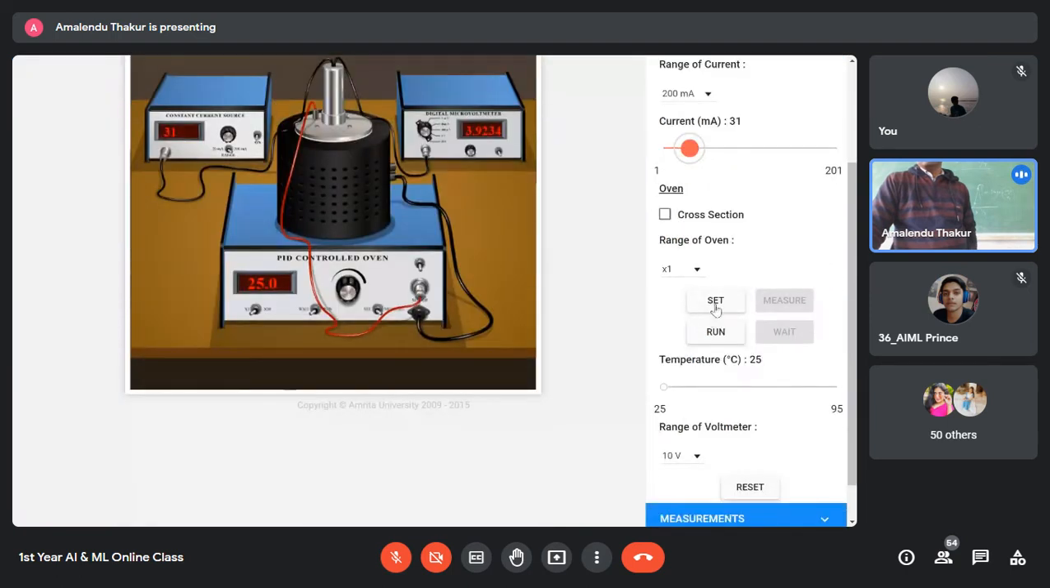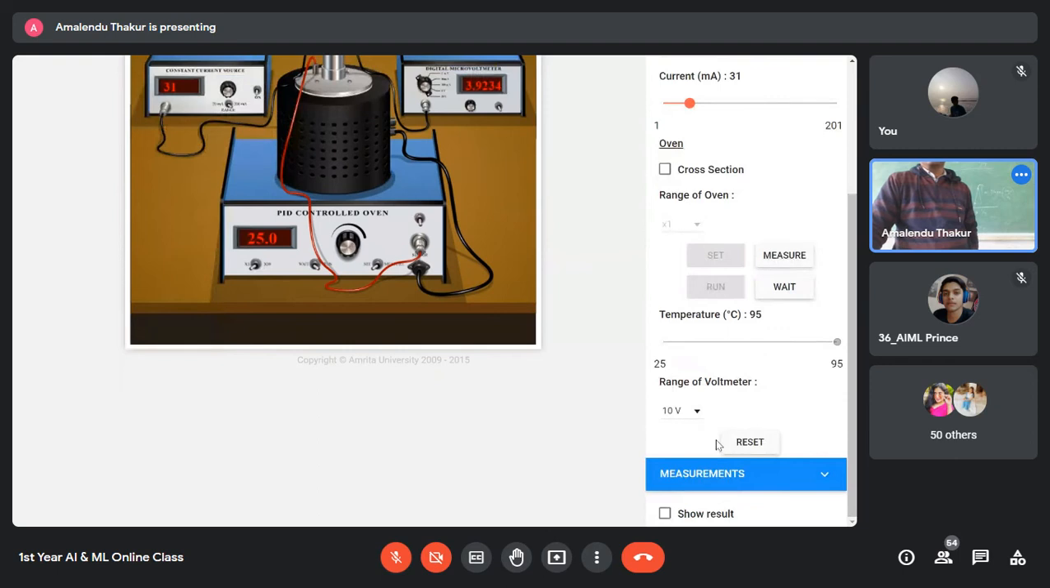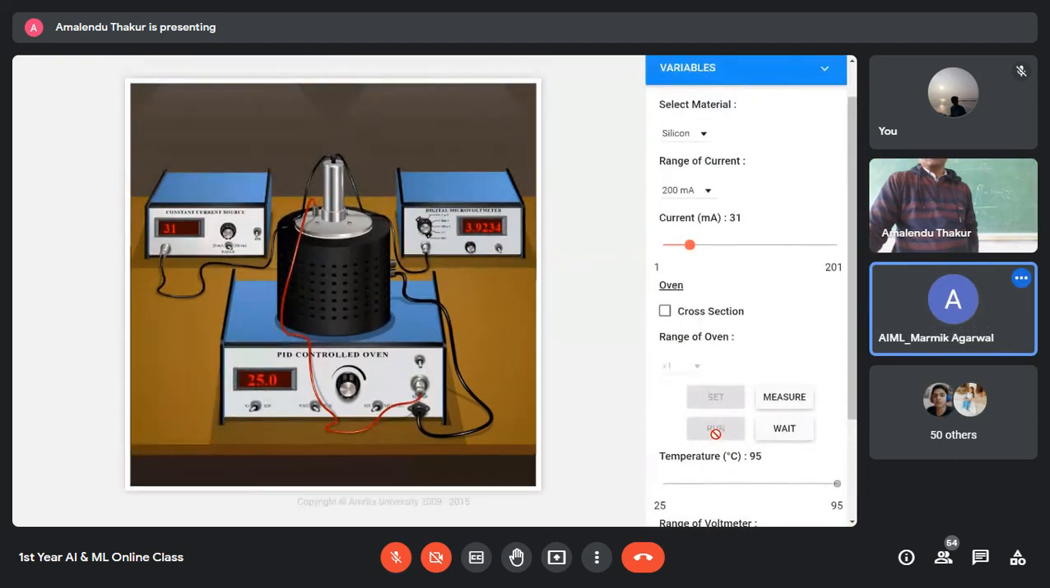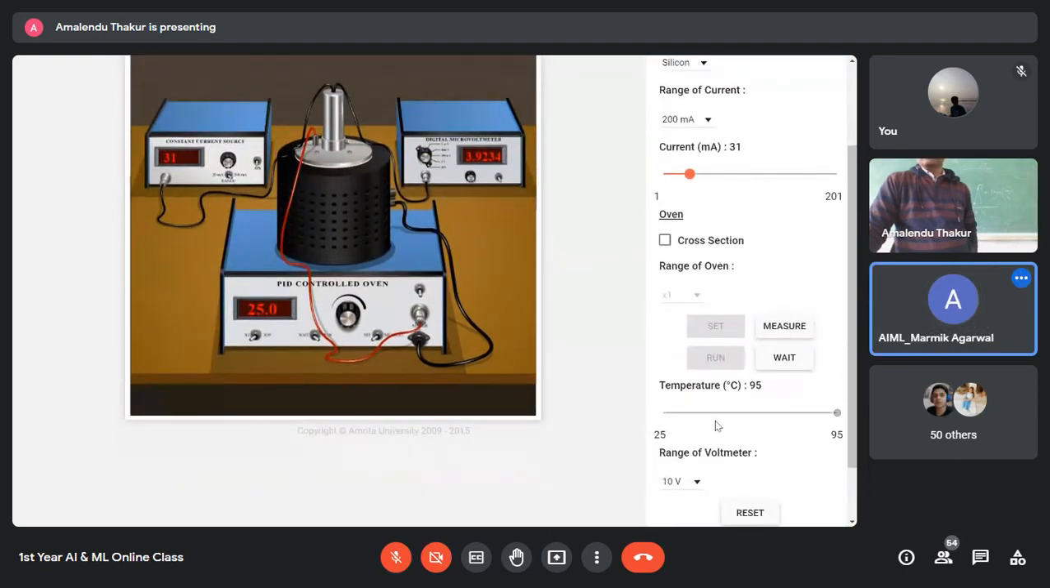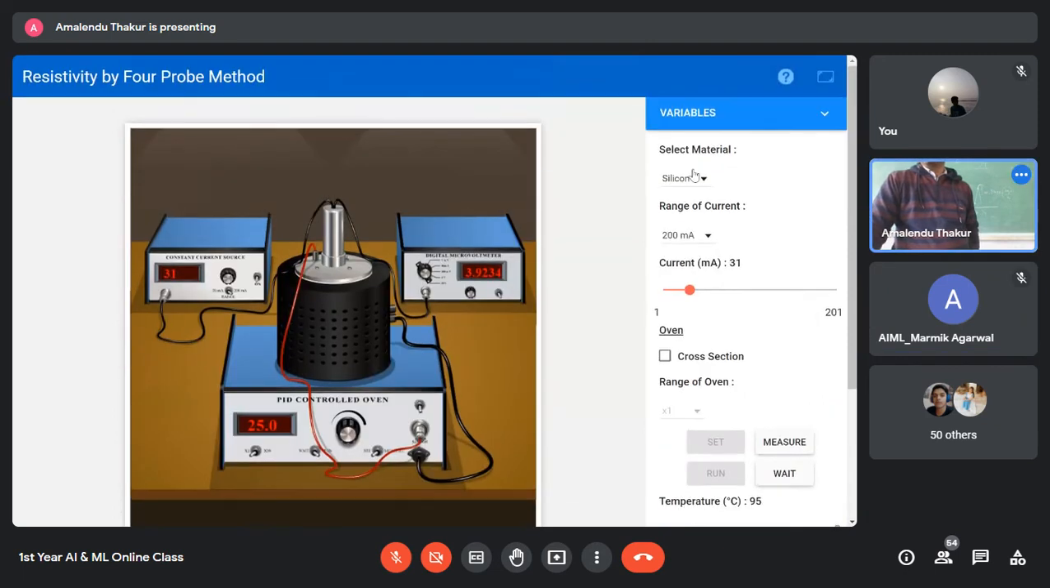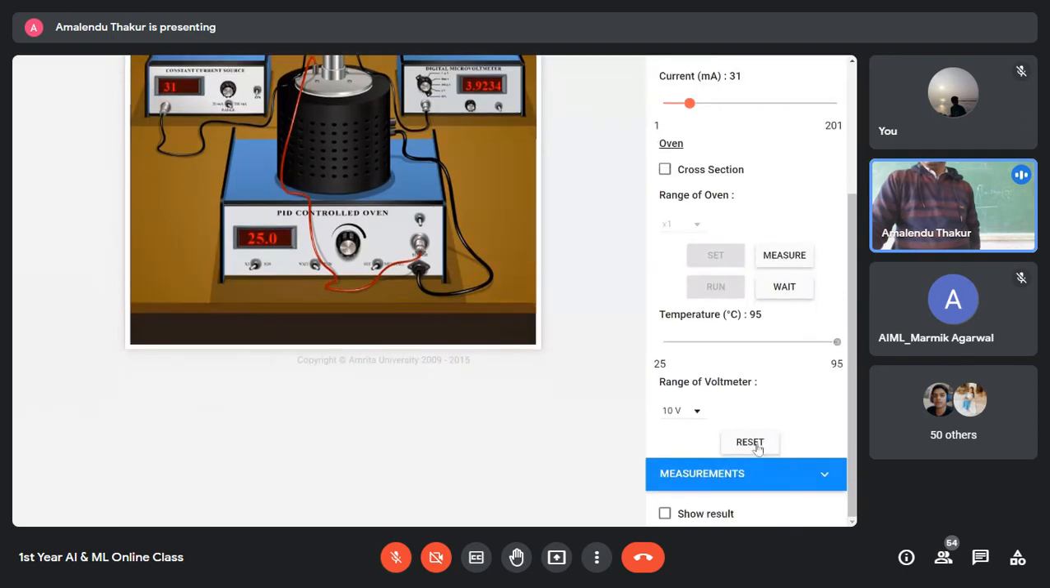Now come to the temperature. Now we set the temperature. What temperature? The maximum range here is 95. Okay. Now you run the setup. Run. What happened? Sir, you have already set it to 95. One minute. Reset.